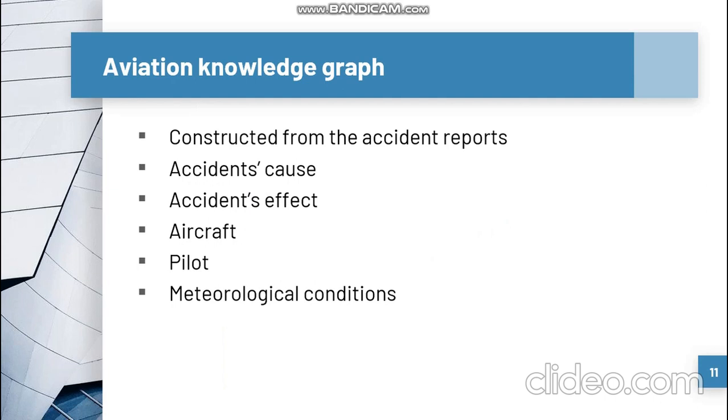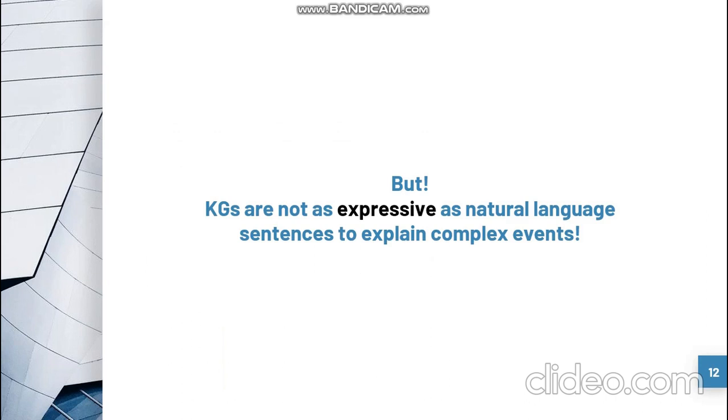Aviation knowledge graph. What is aviation? Aviation is a study related to the aircraft or the system operation of aircraft. So the aviation knowledge graph is constructed from accident reports, accident causes, accident effects, aircraft, and aircraft information like who is the pilot of that aircraft and its meteorological conditions. But knowledge graphs are not as expressive as natural language sentences to explain complex events. So here is the challenge for us.